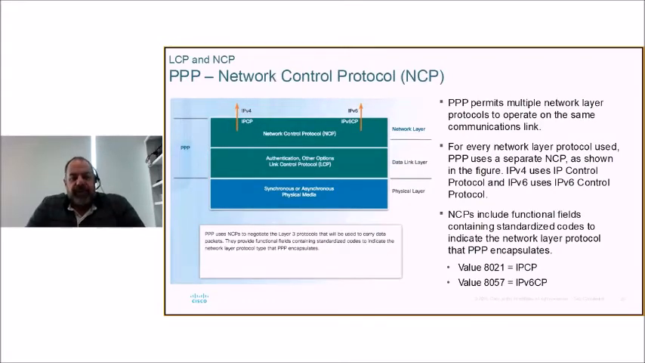Now, the NCP, or Network Control Protocol, permits multiple network layer protocols to operate on the same communications link. For every network layer protocol used, PPP uses a separate NCP. As shown in the figure, IP version 4 uses IP control protocol, and then there's IPv6 control protocol. NCPs include functional fields containing standardized codes to indicate the network layer protocol that PPP encapsulates. A value of 8021 means it's IPv4. If it's 8057, it means it's IPv6.